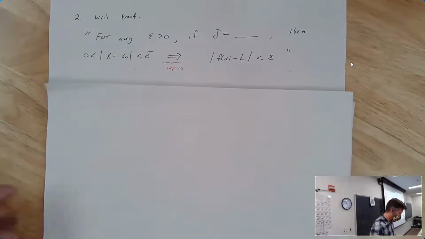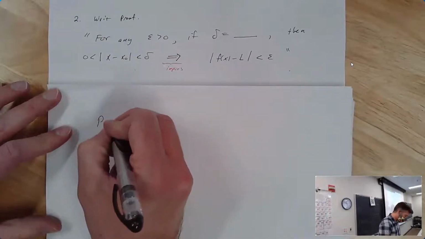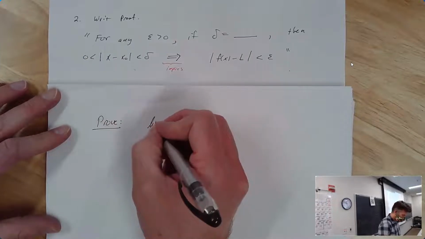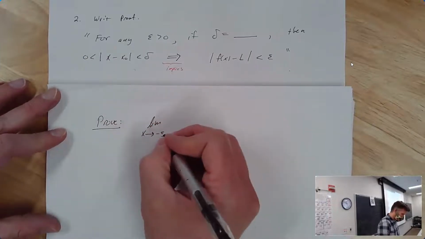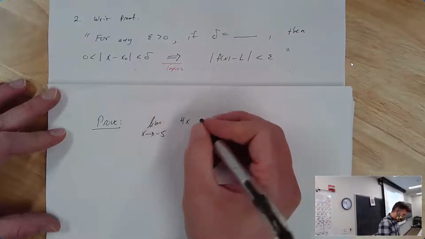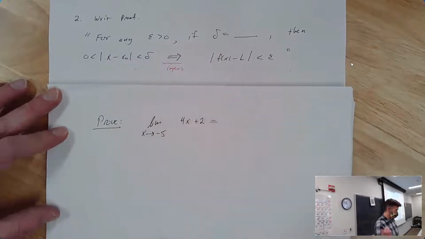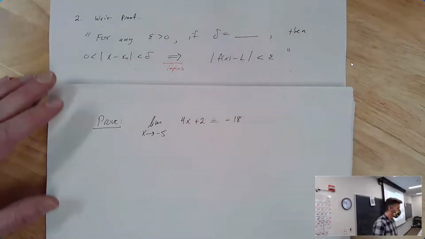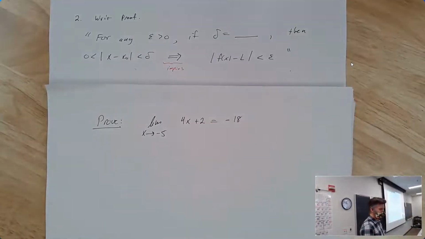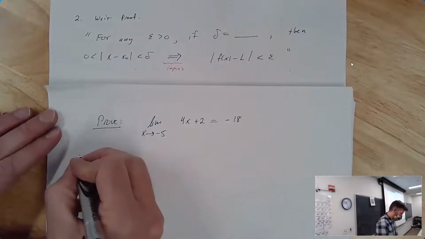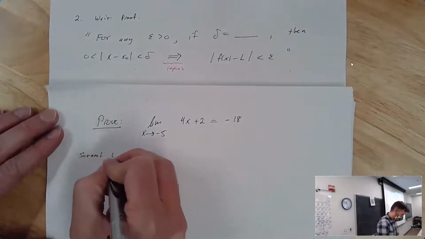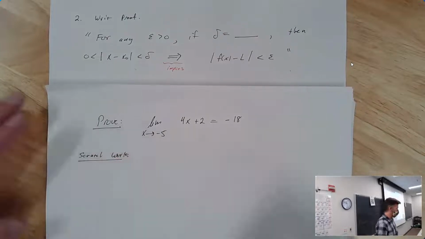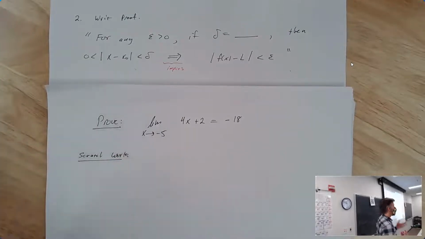Let's say that we want to prove the following limit: the limit as x approaches -5 of 4x plus 2 equals -18. We want to prove that limit. Typically when I do a proof like this, I break it down into two parts. First, I do what I like to call my scratch work, which is not actually part of the proof. Start with what you want.